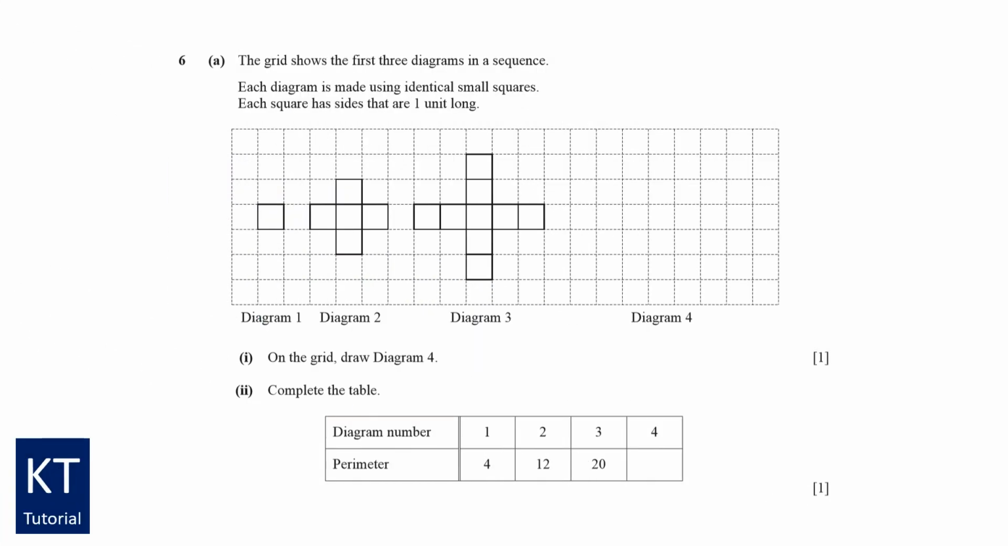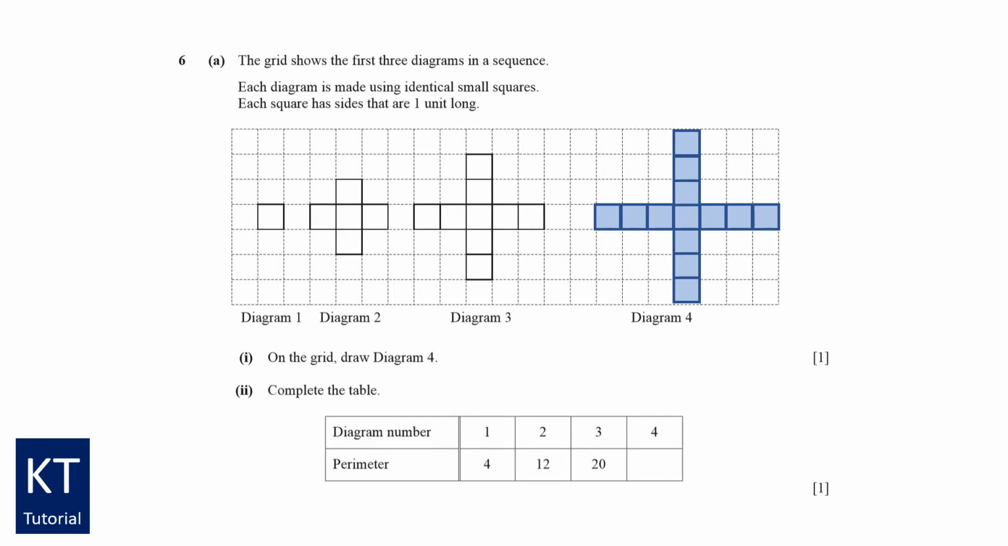Question 6a. The grid shows the first 3 diagrams in a sequence. Each diagram is made using identical small squares. Each square has sides that are 1 unit long. On the grid, draw diagram 4. The drawing in blue represents the required diagram 4.